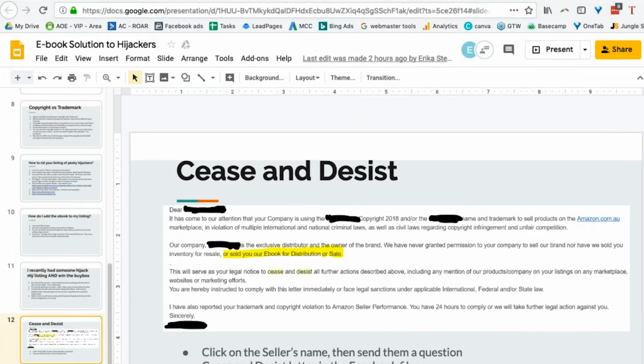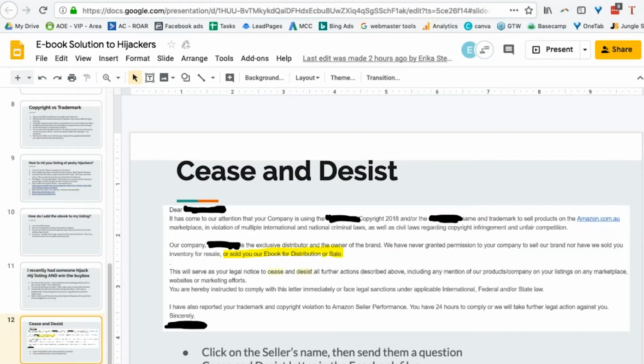I'd like to say that this is a hack. We are dependent on Amazon and the decisions that they make. I'm not saying that this will work forever, but it's worked for me 4 times in total now. So the first thing to do is send a cease and desist letter. Click on the seller's name and send them a question, and the cease and desist letter is in the Facebook files of Neil's. I got completely ignored the first time, and I generally don't get an answer from them.